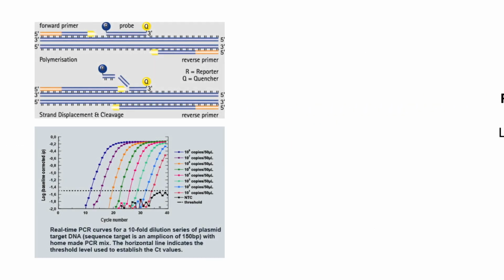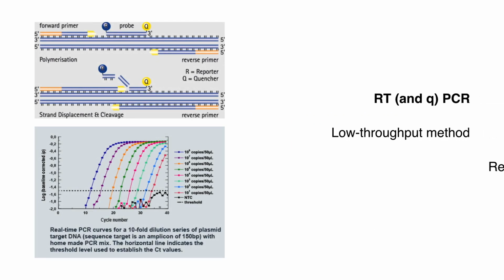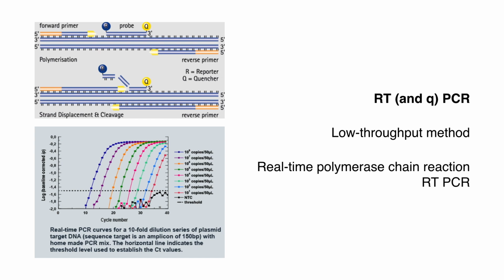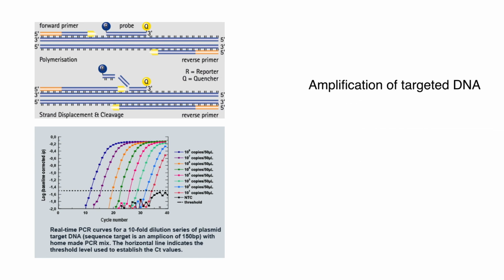Another low-throughput method is real-time quantitative PCR. Real-time polymerase chain reaction, or RT-PCR, is a laboratory technique of molecular biology based on the polymerase chain reaction. It monitors the amplification of a targeted DNA molecule using PCR, in other words, in real time and not at its end, as in conventional PCR.